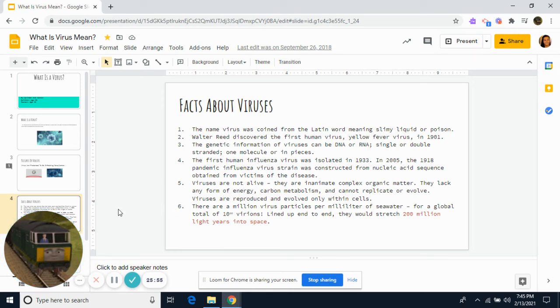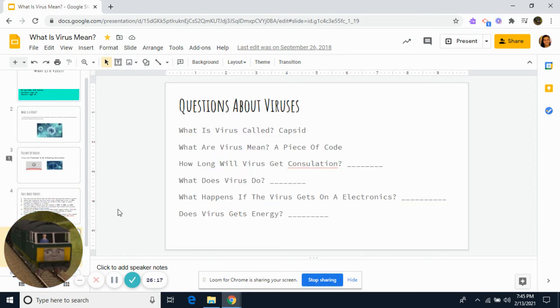All right, so 6. There are a million virus particles per milliliter of seawater, for a global total of 10 to the 30th virions. Lined up end to end, they would stretch 200 million light years into space.